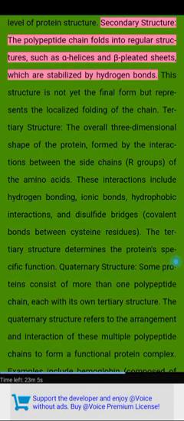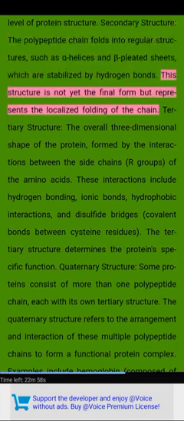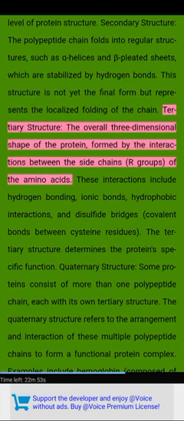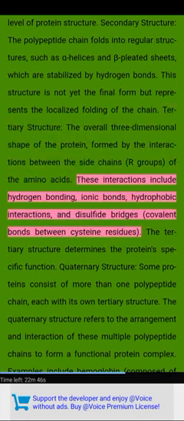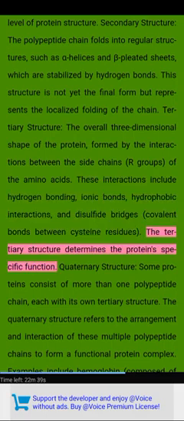Secondary structure. The polypeptide chain folds into regular structures, such as alpha helices and beta pleated sheets, which are stabilized by hydrogen bonds. This structure is not yet the final form but represents the localized folding of the chain. Tertiary structure. The overall three-dimensional shape of the protein, formed by the interactions between the side chains, R groups, of the amino acids. These interactions include hydrogen bonding, ionic bonds, hydrophobic interactions, and disulfide bridges, covalent bonds between cysteine residues. The tertiary structure determines the protein's specific function.